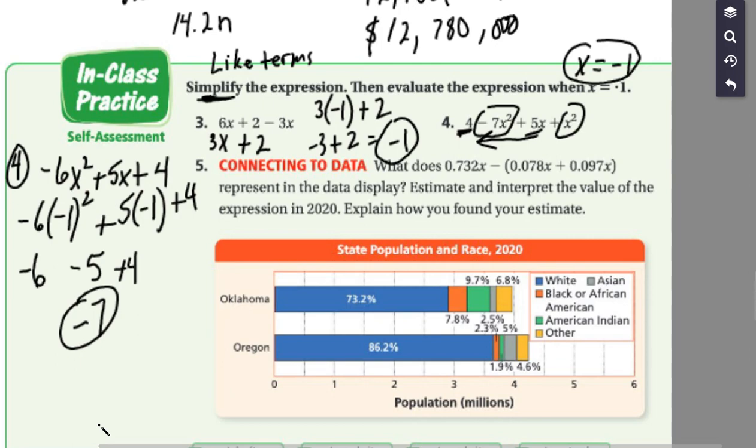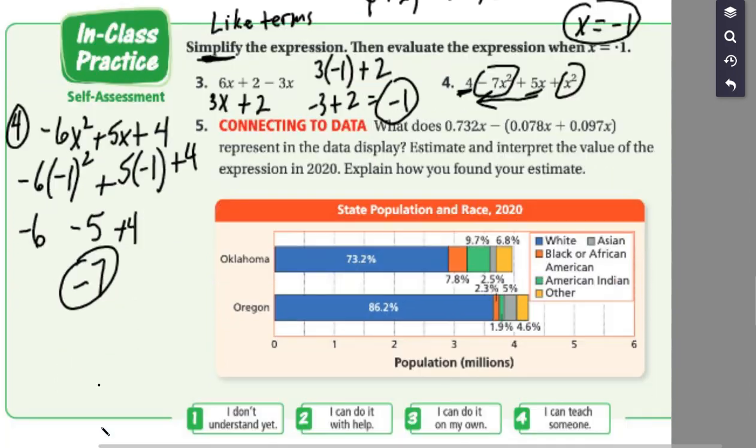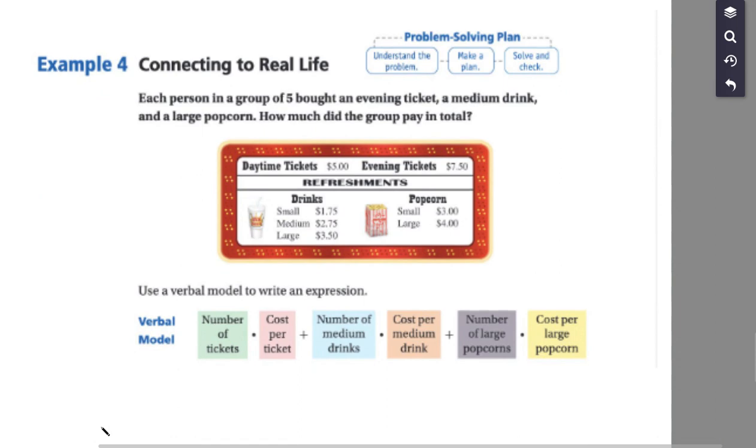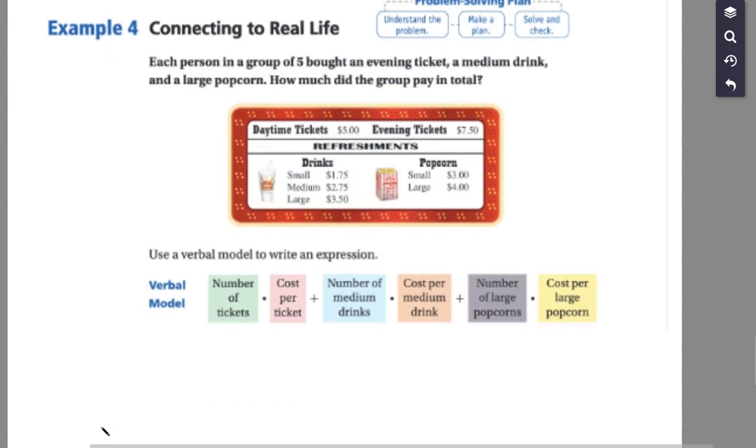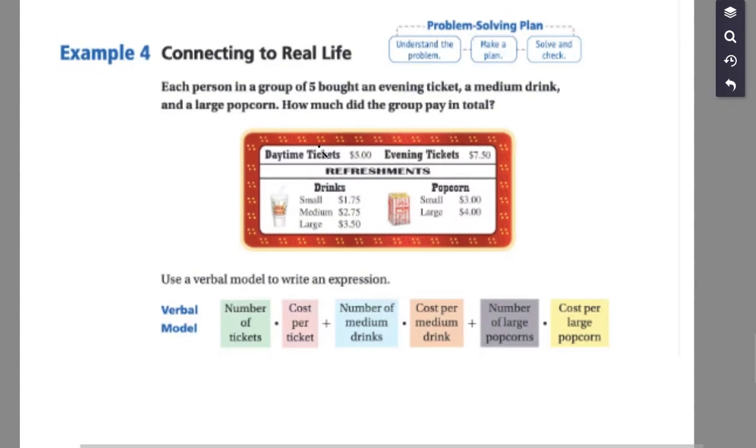Okay, we are going to go ahead and turn the page. We're going to go to the example for connecting to real life, okay? So we need to understand the problem, make a plan, and then solve and check. Each person in a group of 5 bought an evening ticket to the movie, a medium drink and a large popcorn. How much did the group pay in total?